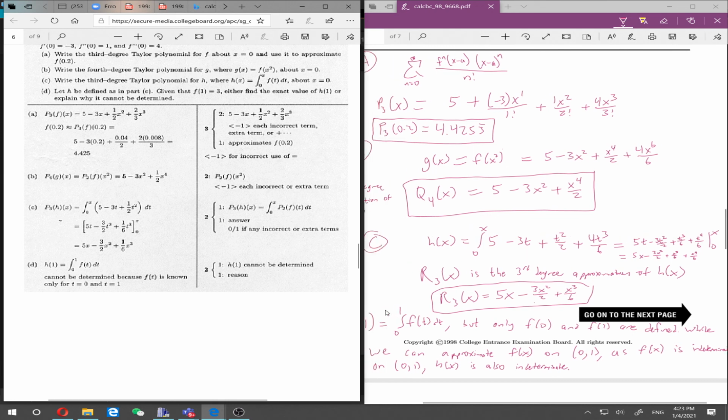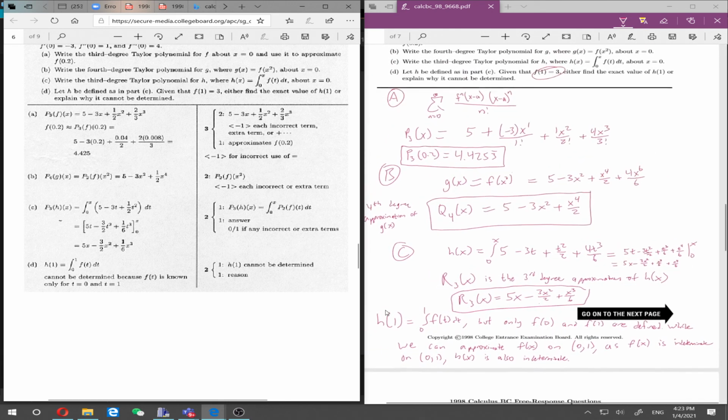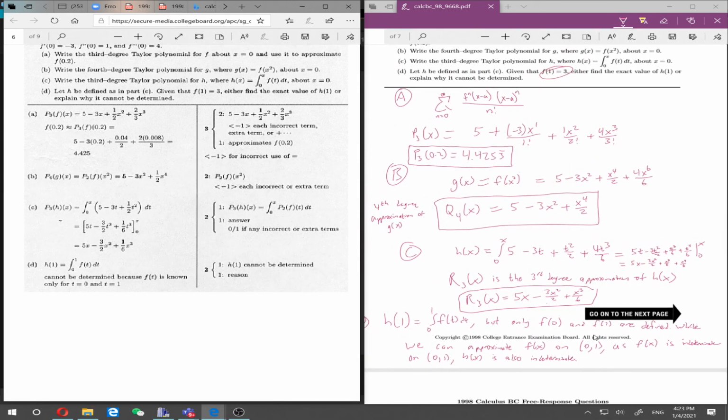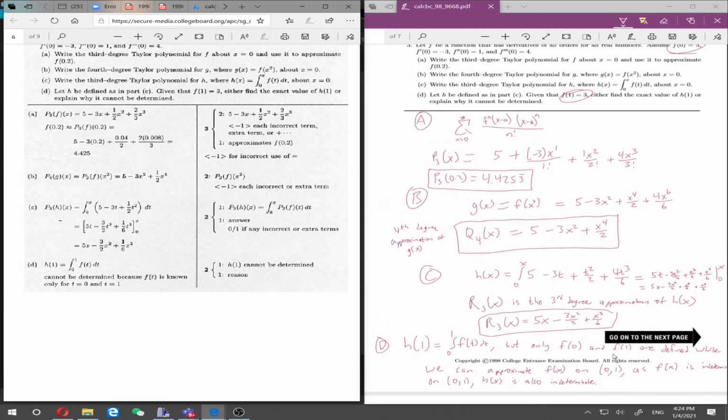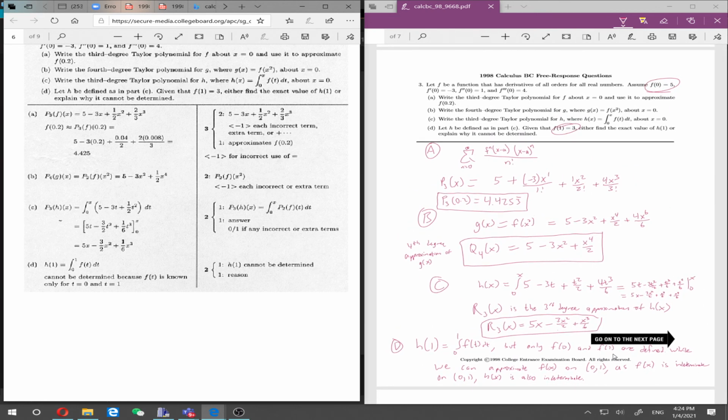For D, cannot be determined. H of x is indeterminate, okay. And 1 point for the reason. We know f of t only for 0 and 1. We only define 0 and 1. Okay, I think we would get full credit for that too. So, I think we've got this.